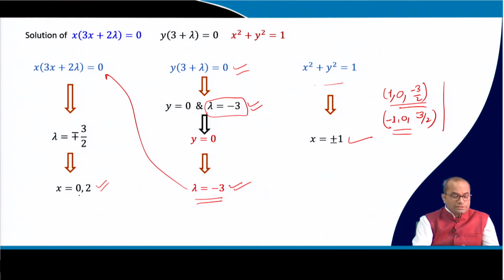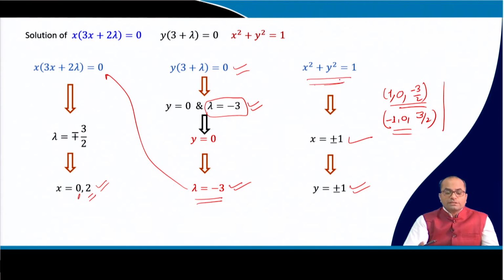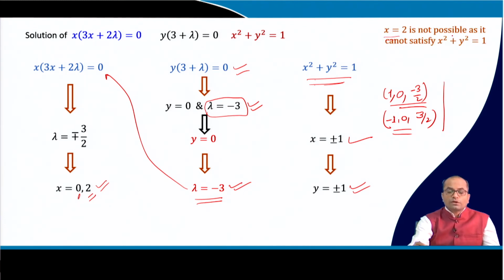If we use this x is equal to 0 here in the third equation, we can get y, that is plus minus 1. But for this x is equal to 2 we will not get any y from this equation, because here x square plus y square should be 1. So, if x is 2 we cannot get any such y which can satisfy this equation. So, this x is equal to 2 is not possible as it cannot satisfy the second equation. So, we will ignore that.